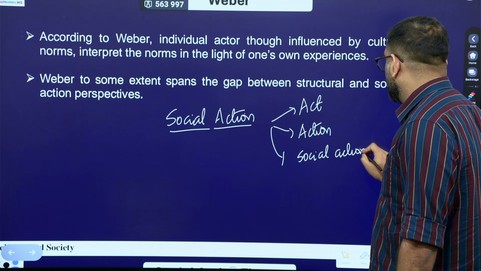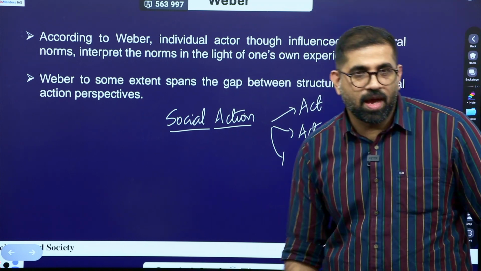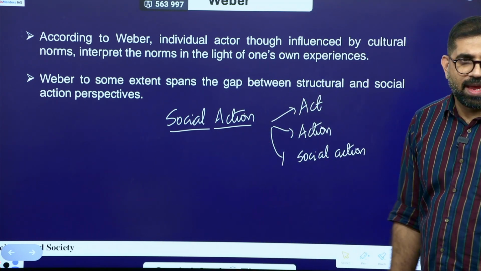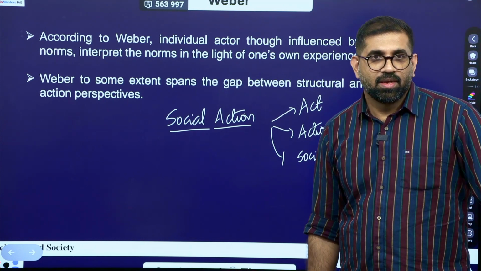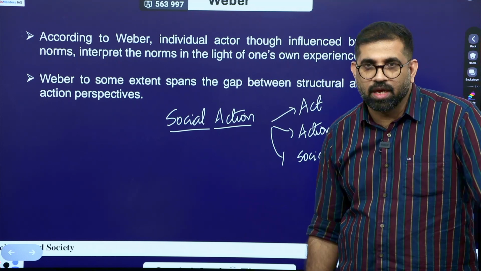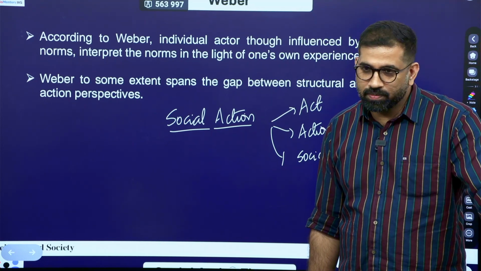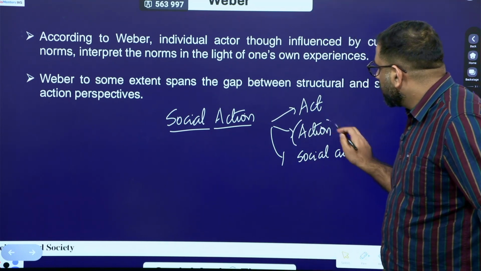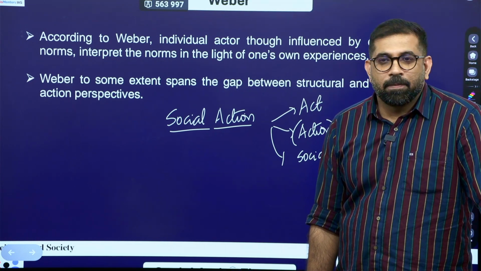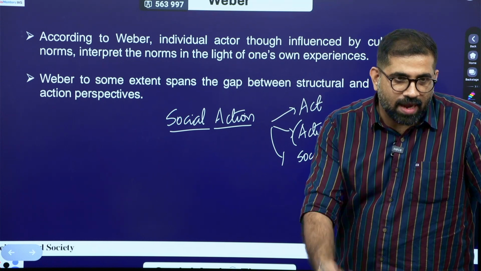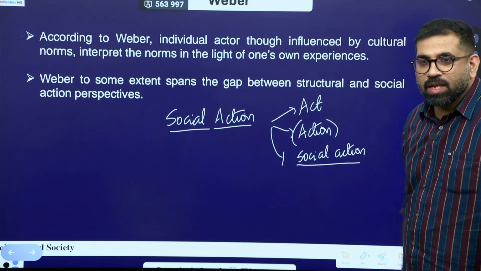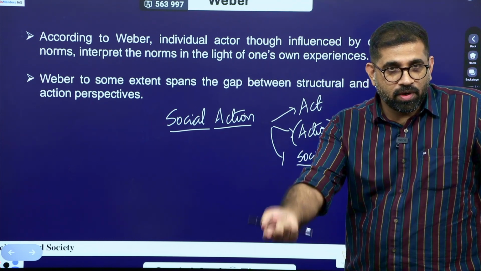See, basically, when it comes to explaining social action, first we need to understand what an act is. Act means the response of a particular actor. That can be referred to as an act. Now, when does an act become action? When actors attach meanings to their action, then it becomes action. Then, when does it become social action? If it is oriented towards others.